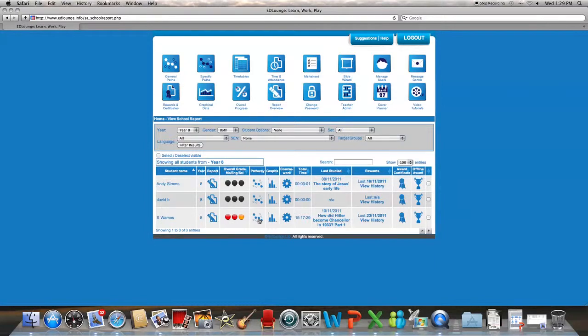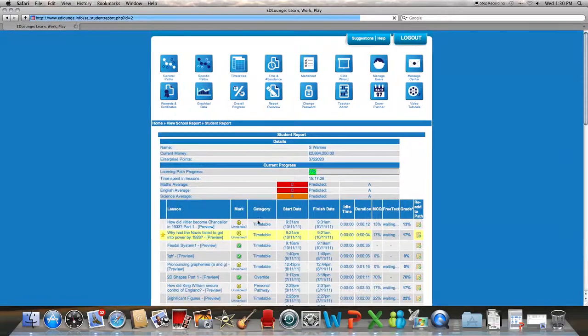Here is the pathway, which we looked at elsewhere. Here's coursework, which could be stuff which you've uploaded and they've been working on. The total time they've actually been working in EDLounge, the last lesson that they studied, rewards that they've been gaining. If we then were to click on this report here, it gives us a breakdown of an individual student.